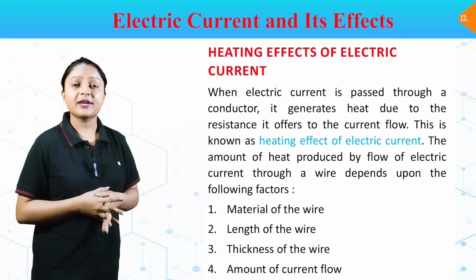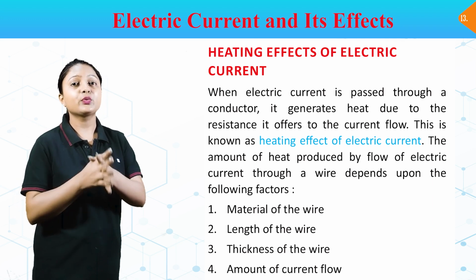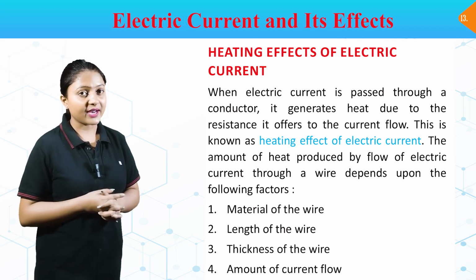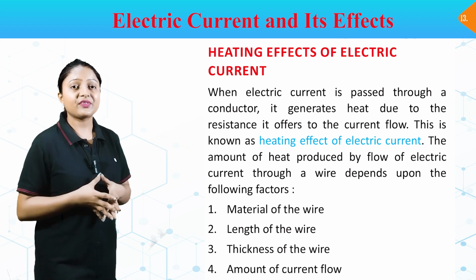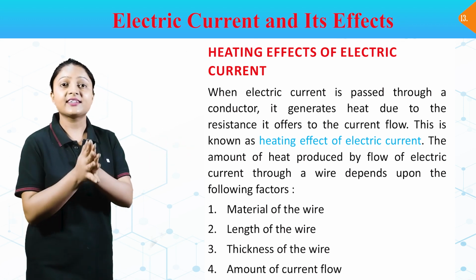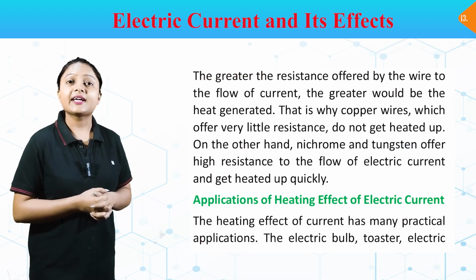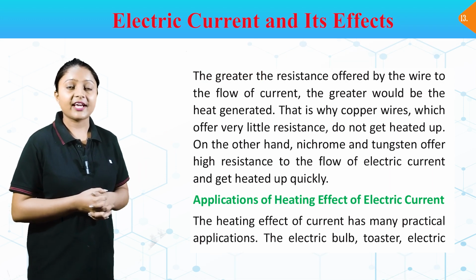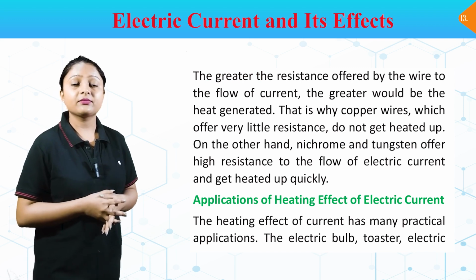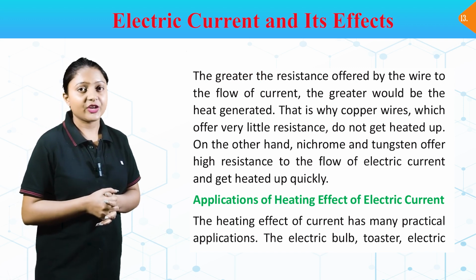The amount of heat produced by flow of electric current through a wire depends upon the following factors. First, material of the wire, second, length of the wire, third, thickness of the wire, fourth, amount of current flow. The greater the resistance offered by the wire to the flow of current, the greater would be the heat generated.